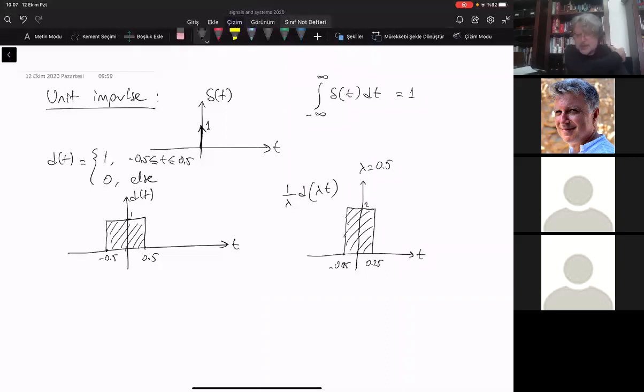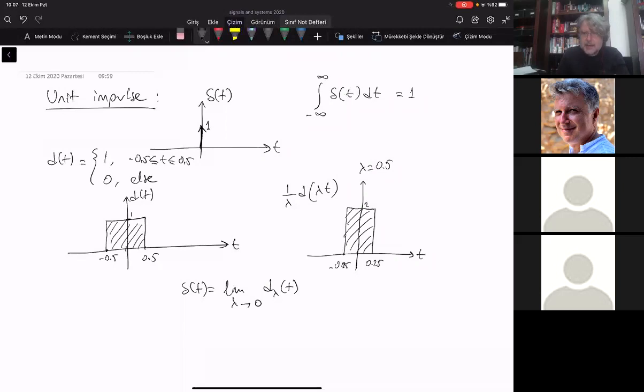And now, as you see, as lambda shrinks down to 0 this time, 1 over lambda will blow up. It will be going to infinity, and d of lambda times t will become smaller and smaller and smaller. So this is how we approach the delta t. Delta t is equal to the limit as lambda goes to 0 of d sub lambda of t, which is making it narrower and taller.